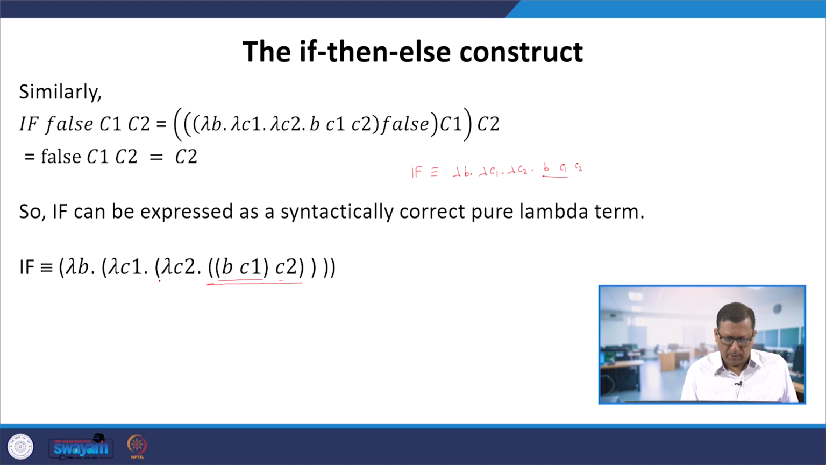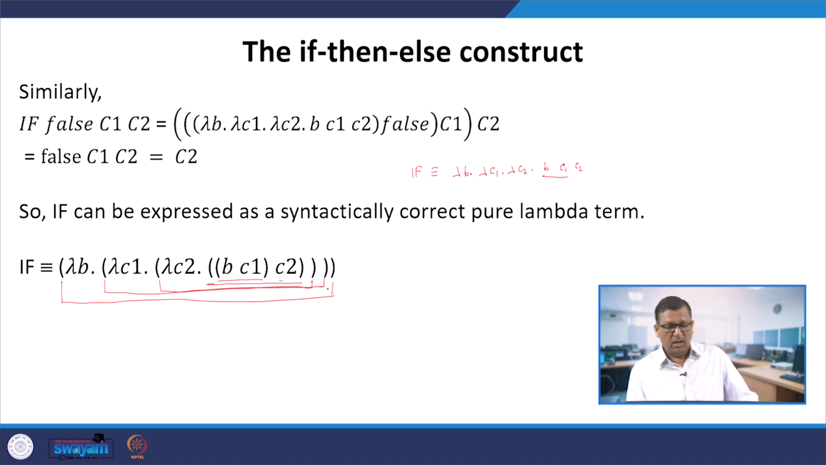Now this is the lambda part, so again this is parenthesized. Again this is another abstraction, so this is parenthesized. This is again a lambda abstraction, so we have parenthesized it. So this will be the syntactically correct pure lambda term.